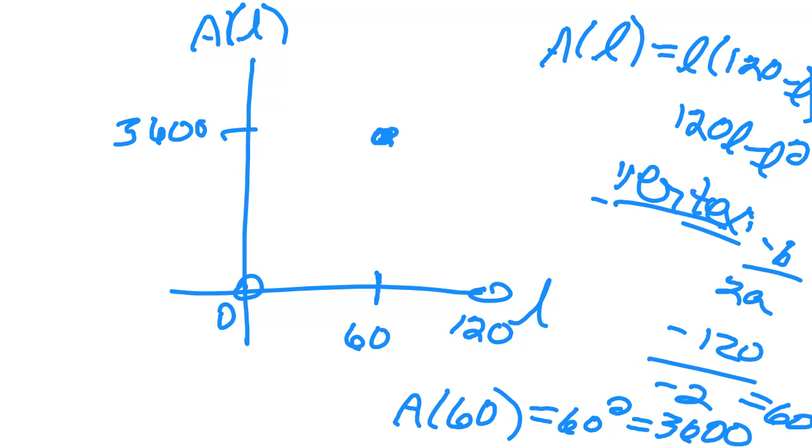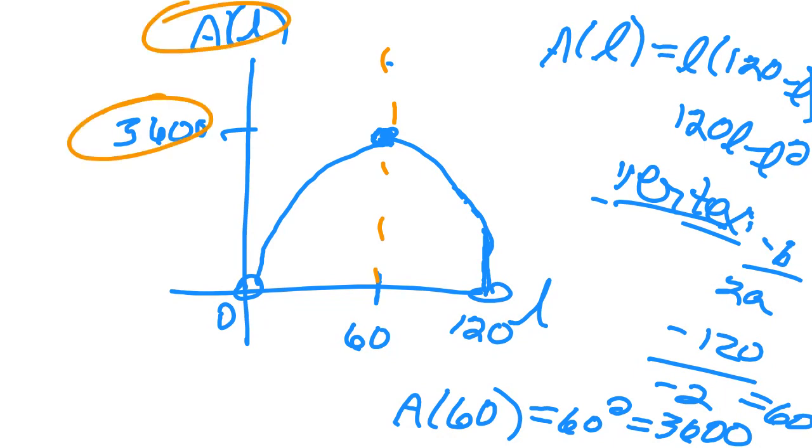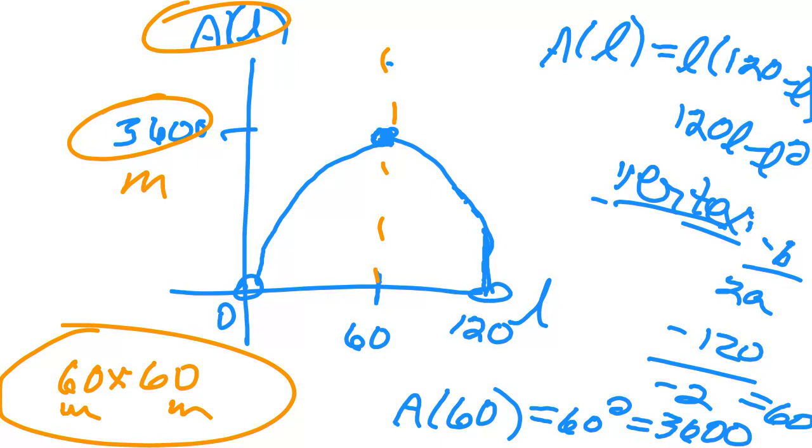It opens downward from there, and it's going to be symmetric through the x equals 60 line. But anyway, it's saying what is the max height? The max height is right here at 3,600 meters. So anyway, that's the largest area. And when does that happen? When we have a 60 by 60. So 60 meter by 60 meter rectangular fence, we're going to have the largest area, which actually makes it a square. So that's all for today.